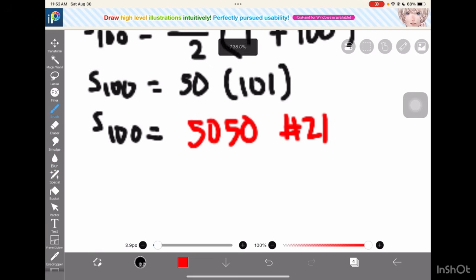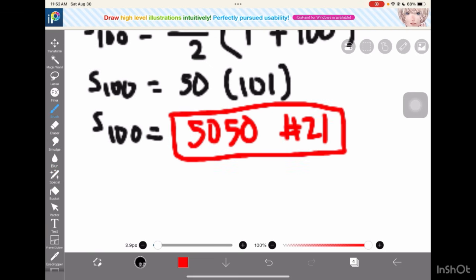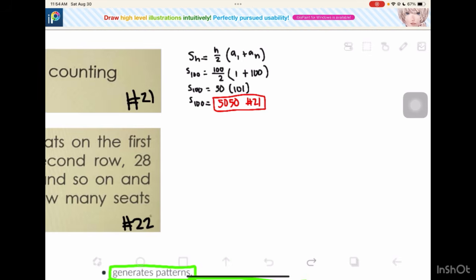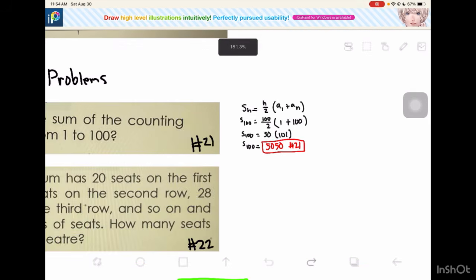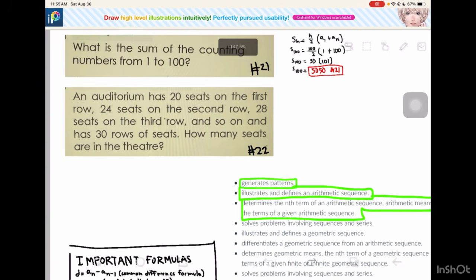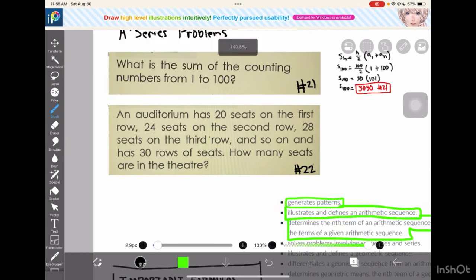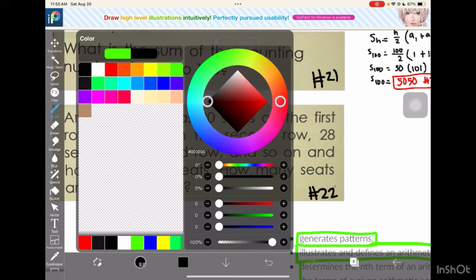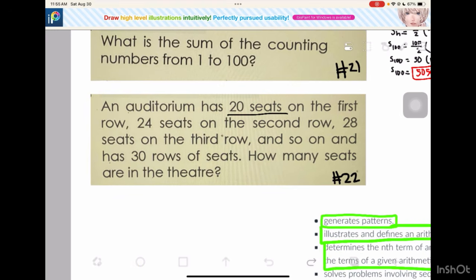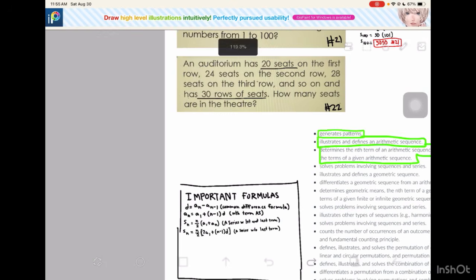Alright, I've been doing this entire thing without a calculator so far, so I'll get my calculator for number 22. So for our last problem in Unit 1, which is arithmetic sequence and series, is going to be this one. An auditorium has 20 seats on the first row, 24 seats on the second row, and 28 seats on the third row. The theater has 30 rows of seats. How many seats are there in the theater?